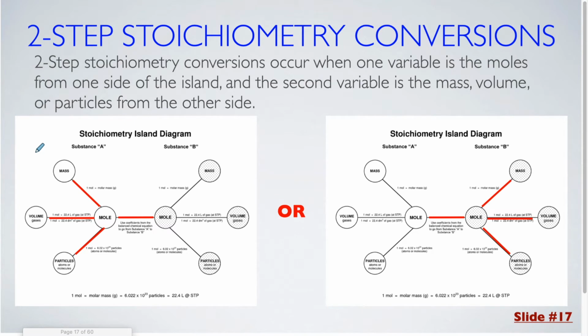Two-step stoichiometry conversions occur when one variable is the moles from one side of the island, and the second variable is mass, volume, or particles from the other side of the island. So if you're looking at the stoichiometry island diagram, maybe I'm starting from one of these ends, mass, volume, particles, but I'm not stopping at substance A, I'm going all the way across to substance B. Or perhaps I'm starting with the moles of substance A, and then I'm going all the way across to the other side of the island. So that would take 2 steps in order to get there.